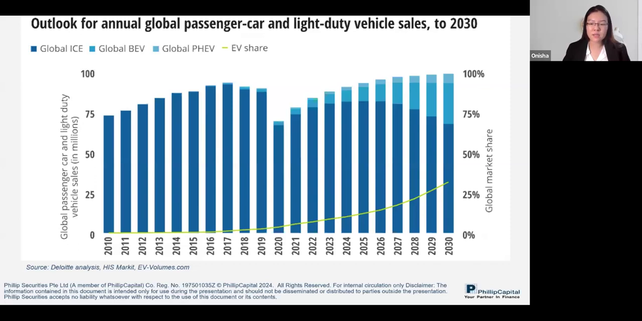EV car sales rose by more than 40% in 2020, while global car sales dropped by around 15%. So as you can see here, the EV sector has increased quite a bit as compared to the normal car. The global ICE, meaning the internal combustion engine, is the normal car that we refer to that runs on fuel. There are also strategic commitments from major OEM players around the world that helped boost this EV sector in 2020 and 2021.